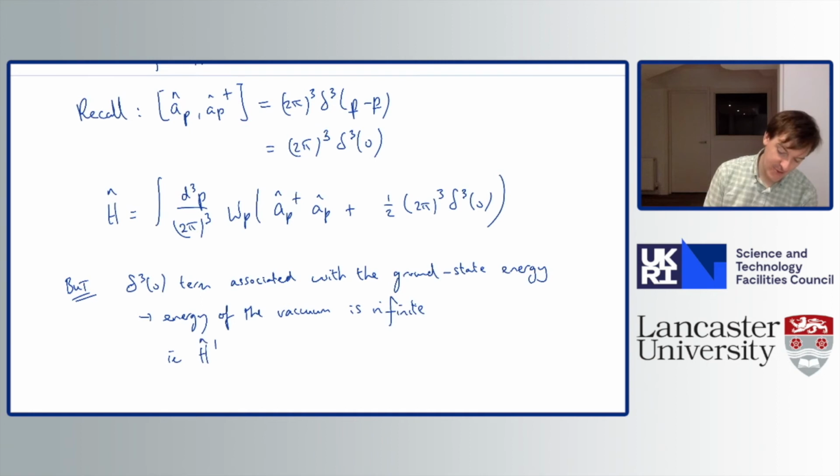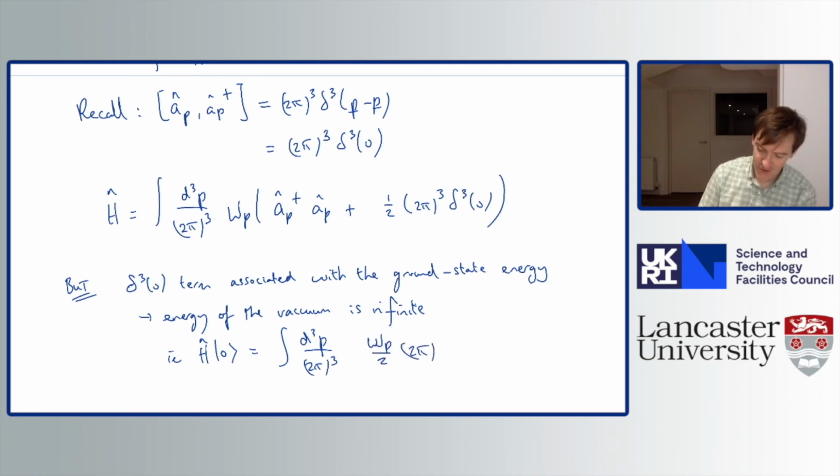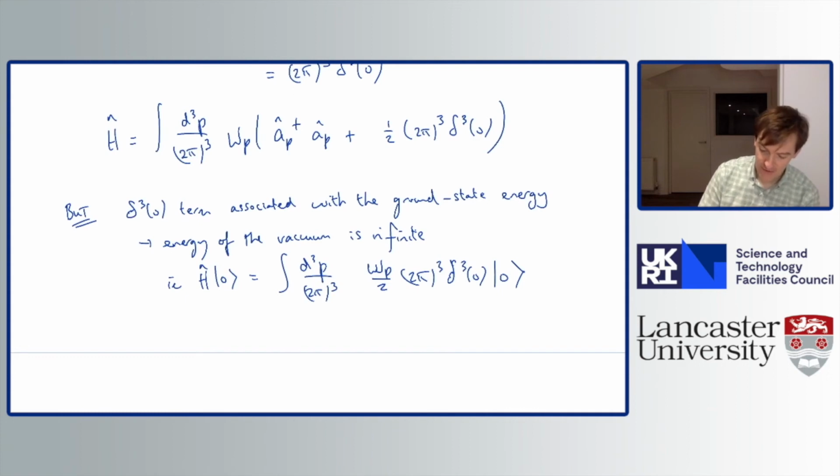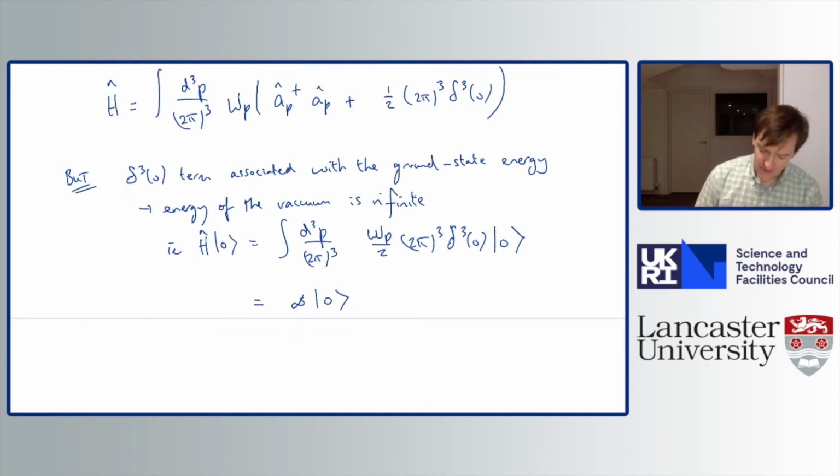So in other words, the Hamiltonian acting on the vacuum is going to be the integral d3p over 2 pi cubed, omega_p, times 2 pi cubed delta 3 of 0, acting on the vacuum. So this is an infinity. This delta 0 is an infinite number, and then we're integrating it from 0 to infinity. So no matter which way you slice it or dice it, you end up with an infinite number. So this is a problem.